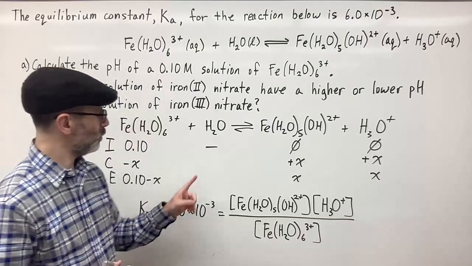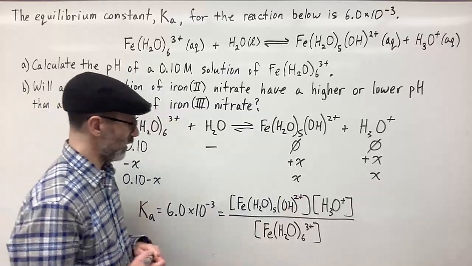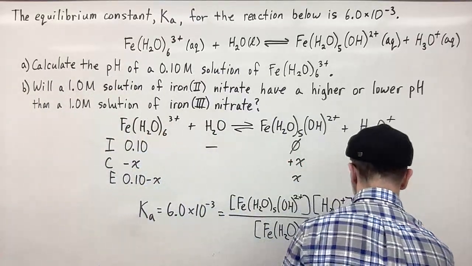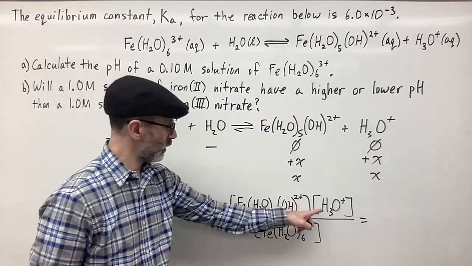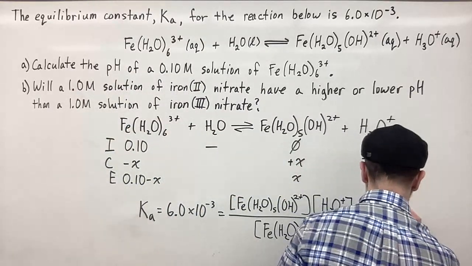And so now we can plug in our equilibrium expressions in terms of X. So both of these concentrations are X. So X times X is X squared.